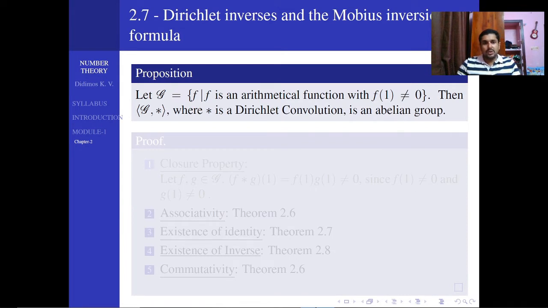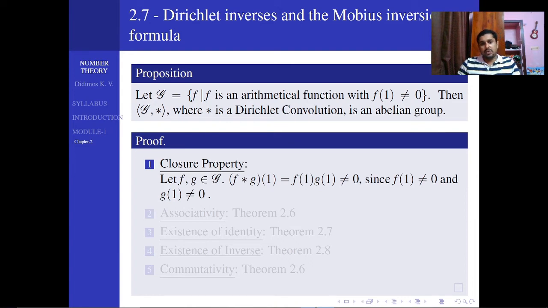So I have added a proposition. In fact, this is not in the textbook. In the textbook, this proposition can be seen as a remark or a consequence of the theorems in sections 2.6 and 2.7. So what is the remark? Let G denote the set of all arithmetical functions f with f of 1 not equal to 0. Then we can prove that G with star, the Dirichlet convolution, is an abelian group. For this we need to prove the closure property first.